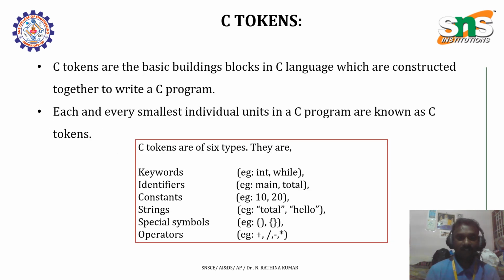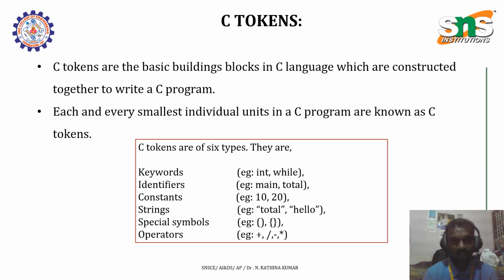Next, we are going to see the C tokens. What is meant by tokens? That is a very important point. C tokens are the basic building blocks in the C language, which are put together to write a C program. The second important point is that each and every smallest individual unit in a C program is known as a C token. The third important thing is what types of tokens are available, for example, keyword, identifier, constant, strings, special symbol, and operators.